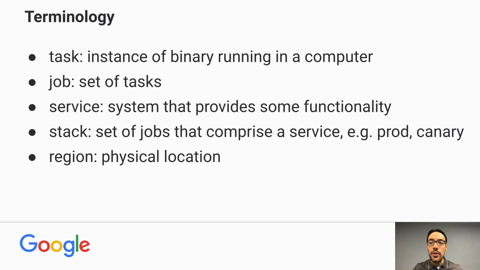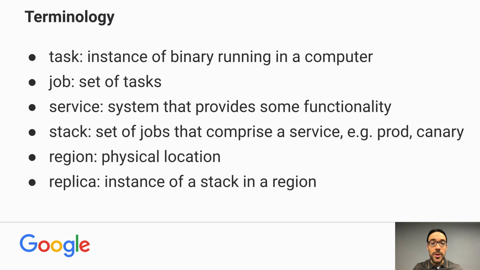For example, in some cloud solutions, regions have several zones. I will stick to region to distinguish different physical locations. A replica is a copy of the service stack for redundancy, scalability, or latency purposes. For example, the production stack of a service can have replicas in 3 clusters or cloud regions across the world.